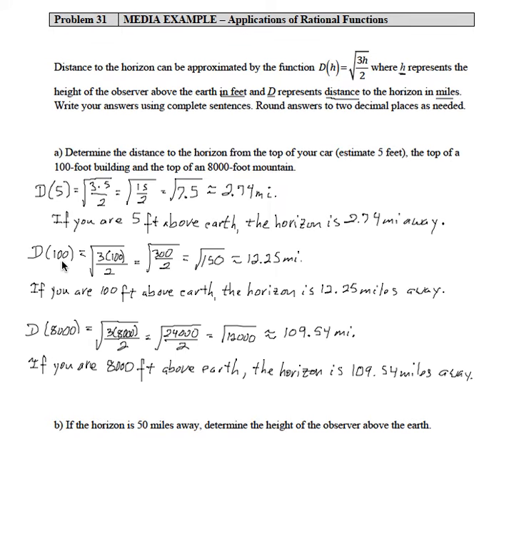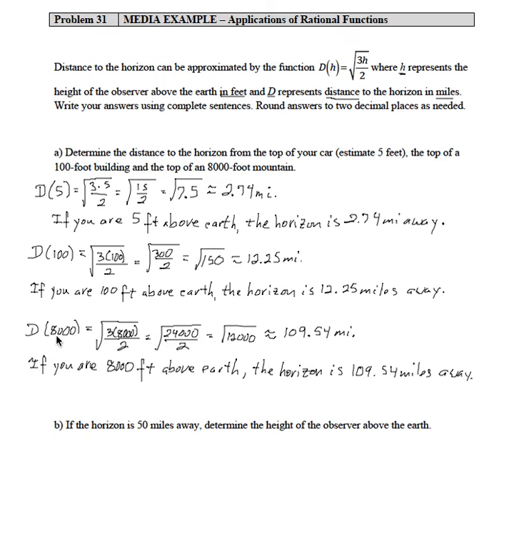So looking at the second part, d(100), we're plugging in 100 for h. So 3 times 100 over 2 gives us 300 over 2. That's 150. We're taking the square root of 150, which is 12.25 miles approximately. So if you're 100 feet above the earth, the horizon is 12.25 miles away.